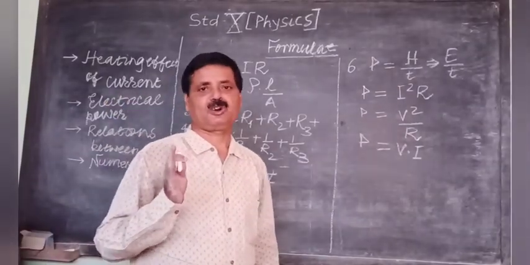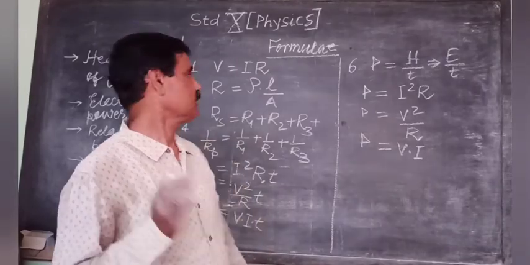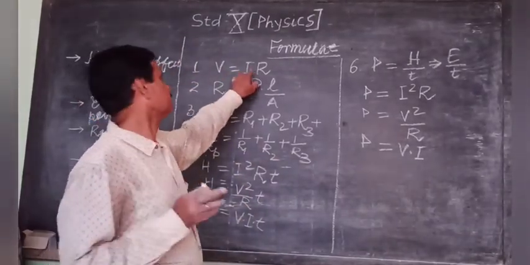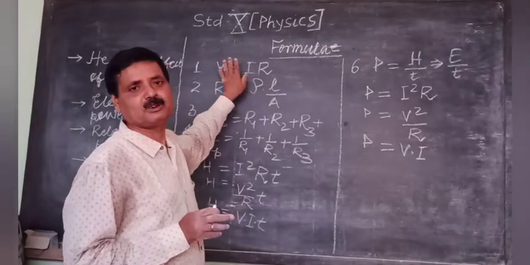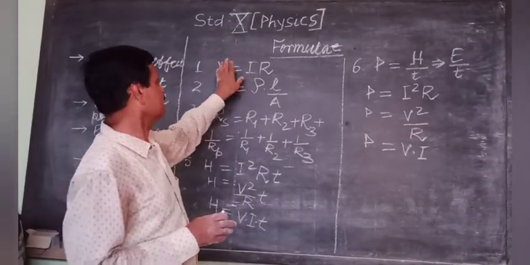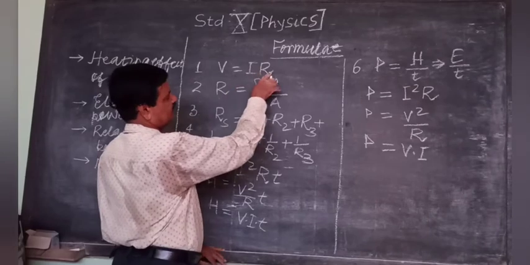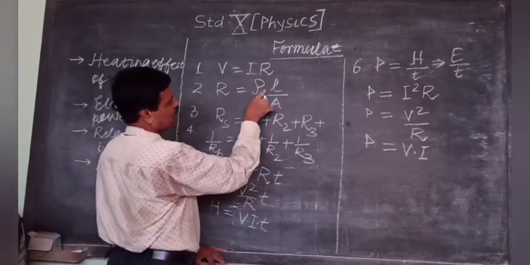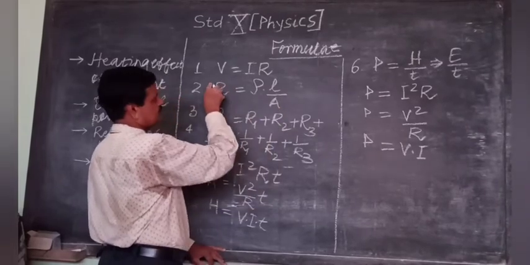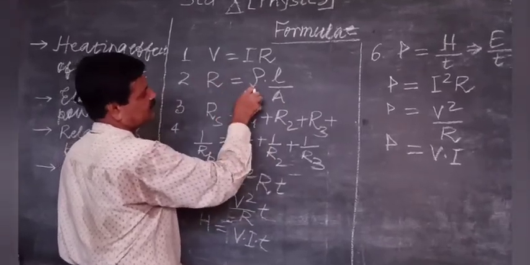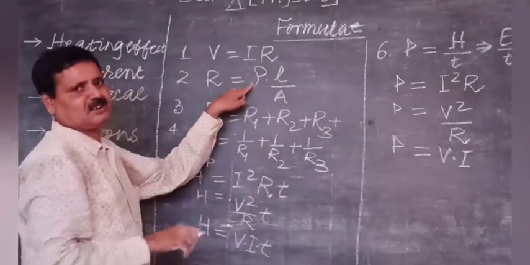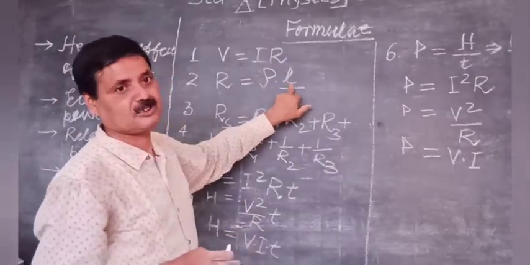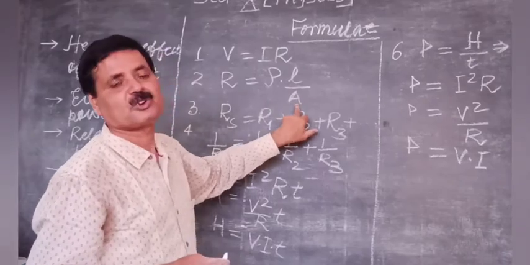Children, I am recalling all the previous formulae. First is your V is equal to IR. Just we have studied in Ohm's law. V is potential difference, I is current, and R is resistance. Second is R is equal to rho into L by A. This is the resistance of the wire. Rho is resistivity of the material, or we can say a specific resistance. L is the length of the wire and A is cross sectional area.